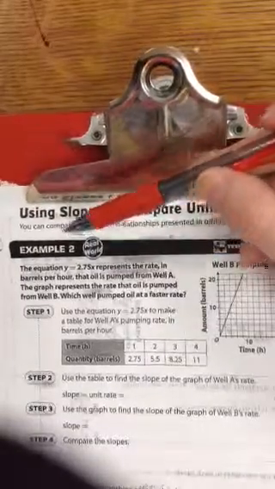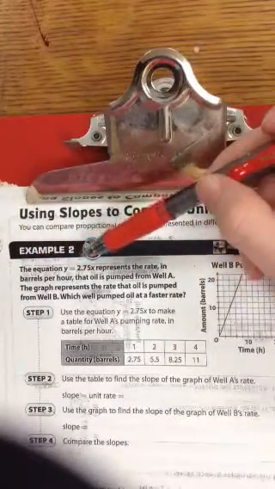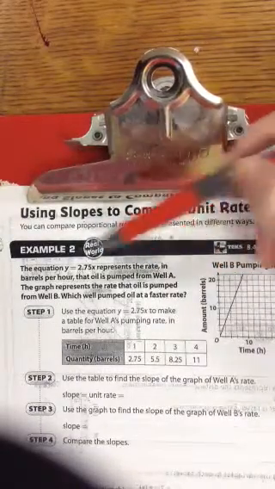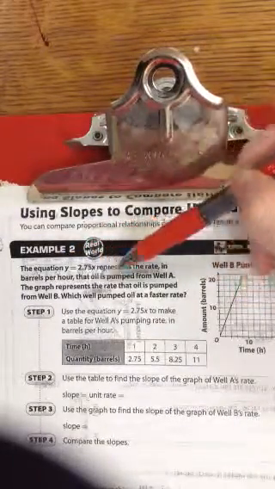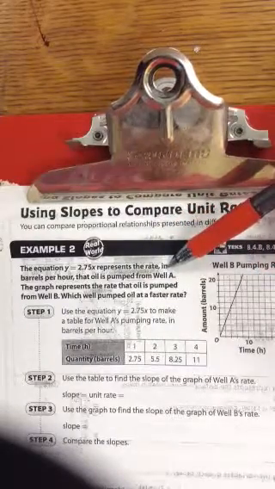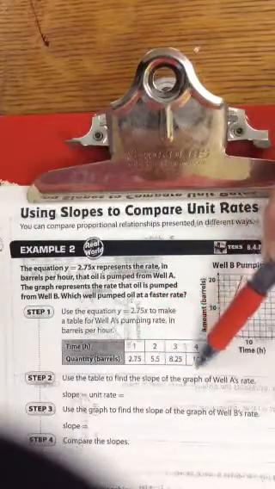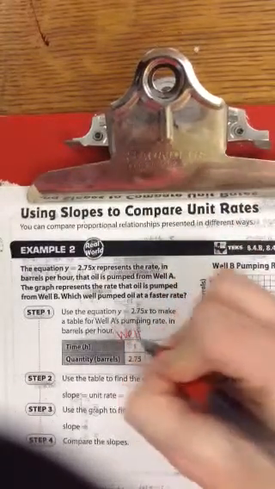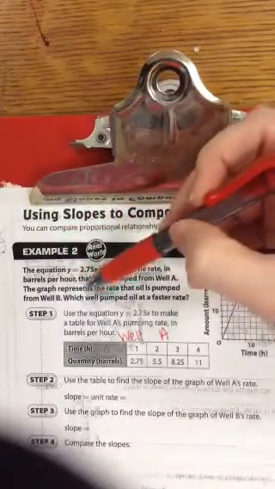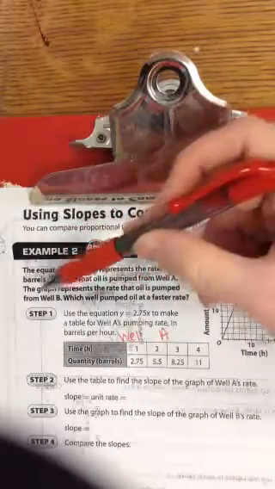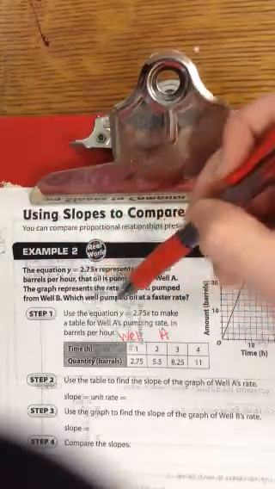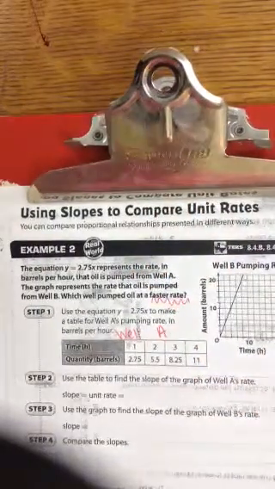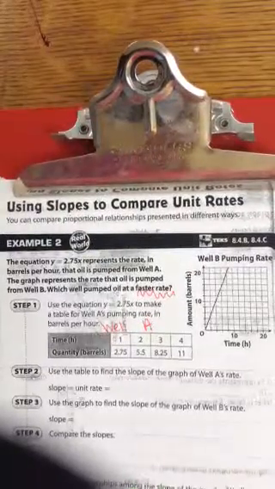So example number 2 says the equation y equals 2 7/75 x represents the rate in barrels per hour that oil is pumped from well A. So in the table, it is giving me the information from well A. Label it as well A. The graph represents the rate that is pumped from well B. Which well pumped oil at a faster rate? So I just need to get the constant or the slope from the table and the graph.